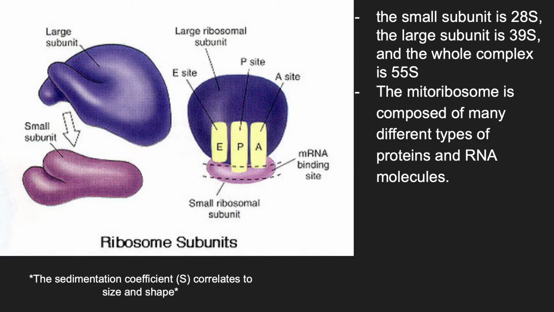The mitoribosomes translate mitochondrial mRNAs encoded in the mitochondrial DNA. The translation of the protein begins when an mRNA molecule binds to the small subunit. Once the mRNA binds to the small subunit, the large subunit will bind to it. The complex has 3 sites: the amino acid site, the peptidyl site, and the exit site.